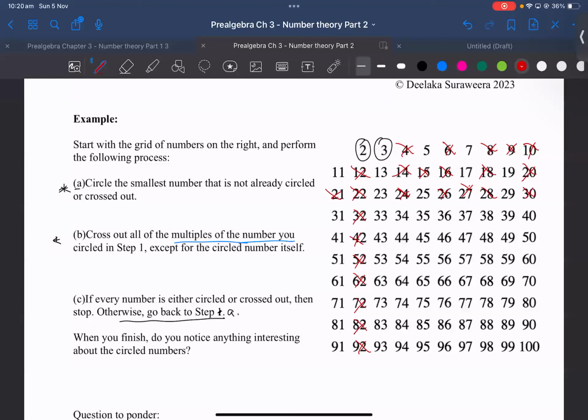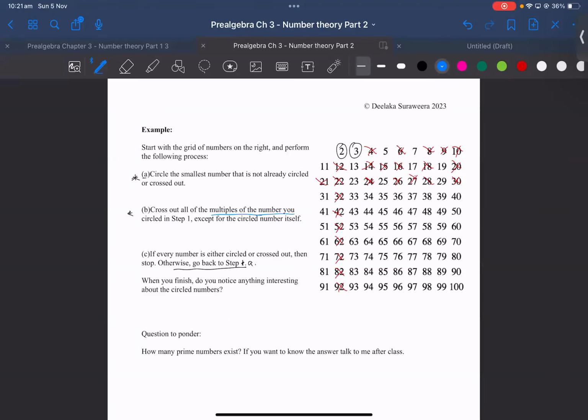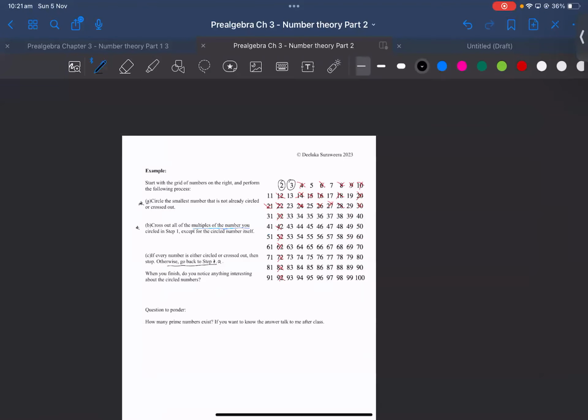Because we cross out all the composites, you end up only saving the primes. That's what should happen. Yeah, but we'll skip this. We've got to get to the content.